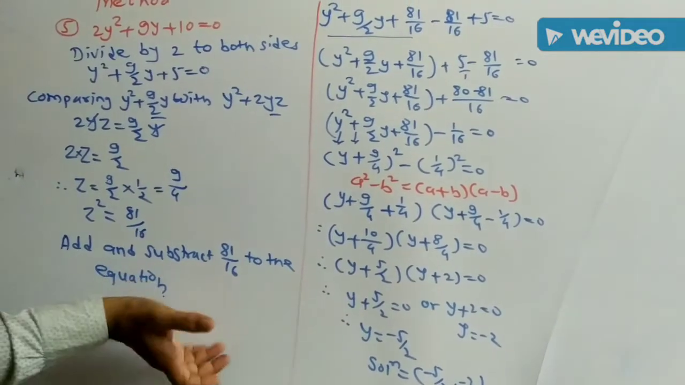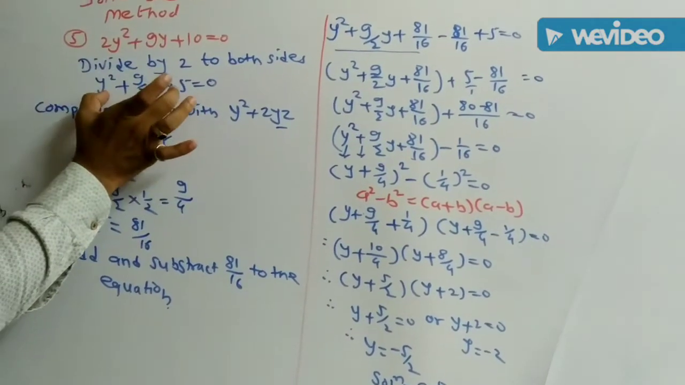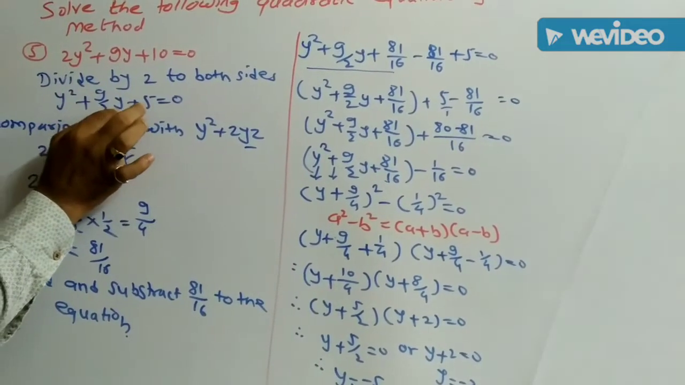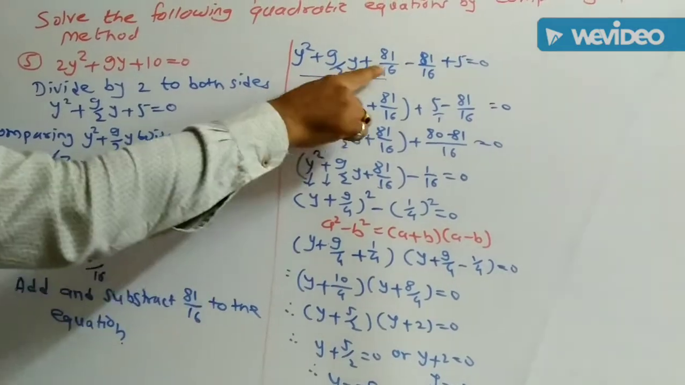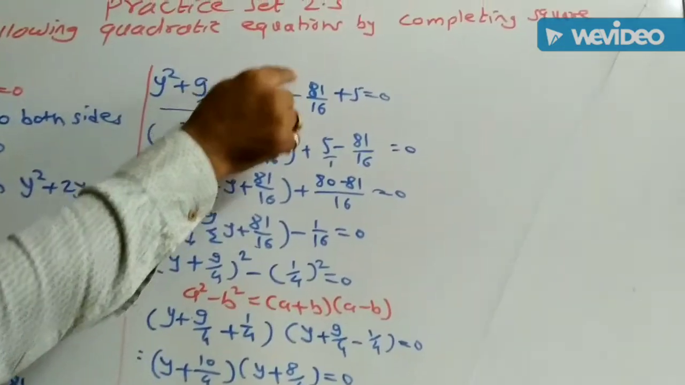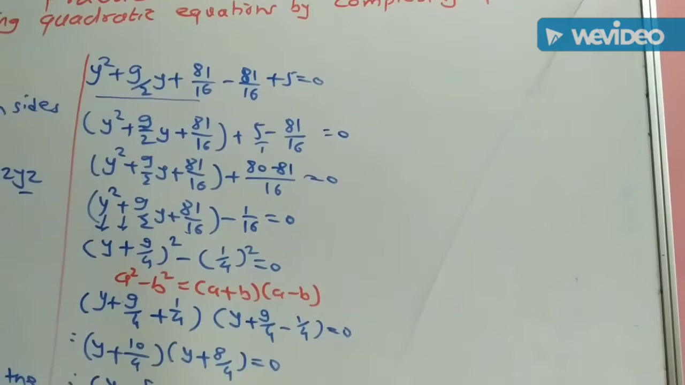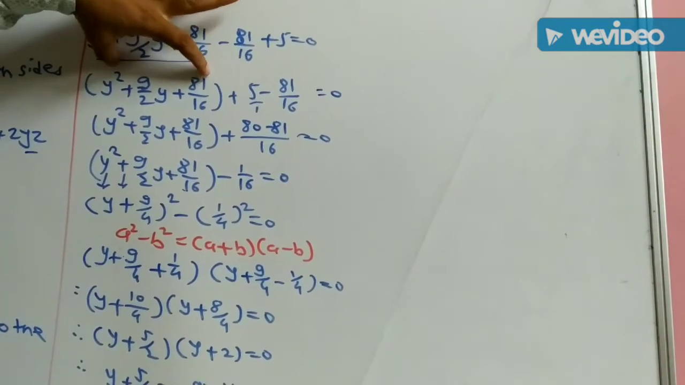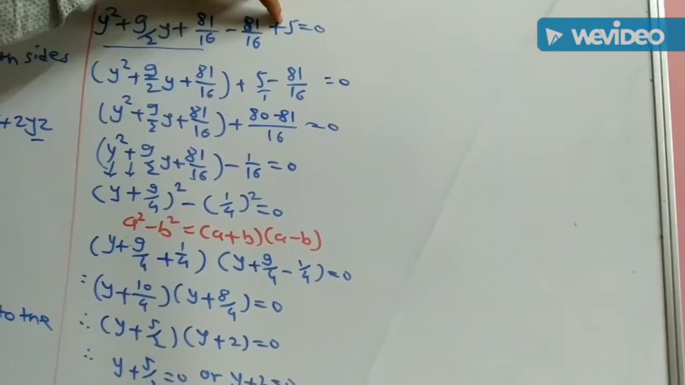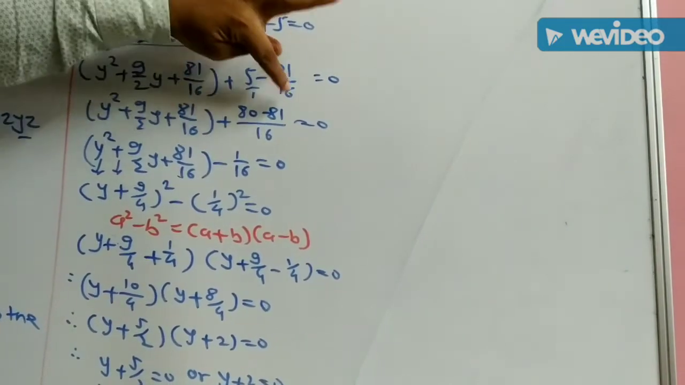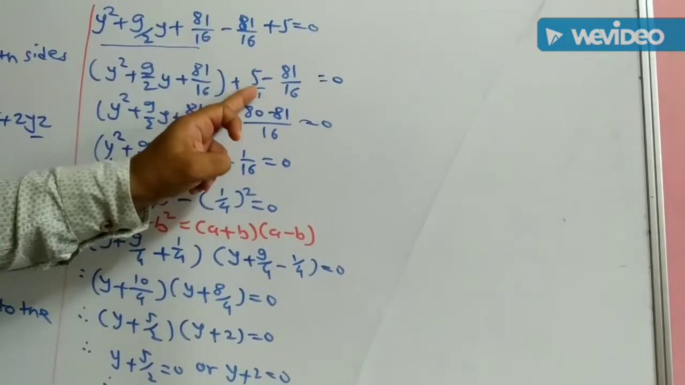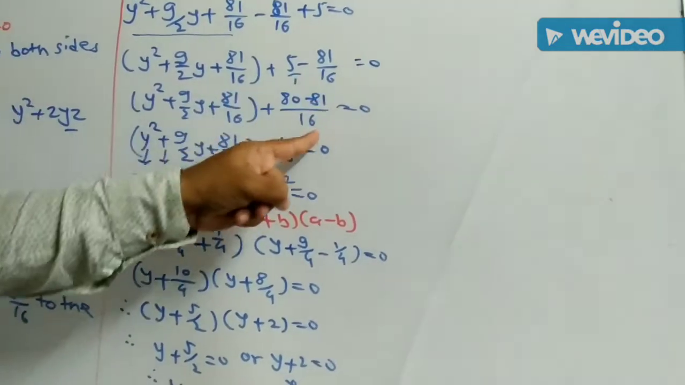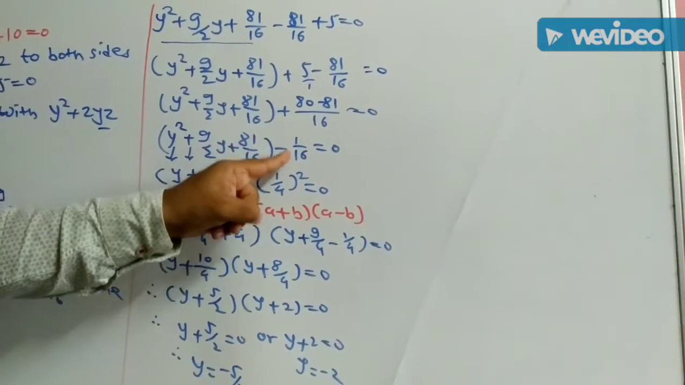81 upon 16 in the equation which is formed after dividing the coefficient, that is y square plus 9 upon 2y. Now add and subtract 81 upon 16, plus 5 is equal to 0. Now make a group of the first three terms and write in the bracket. Adjust the last two terms, 5 minus 81 upon 16. Taking cross multiplication, 16 fives are 80 minus 81 upon 16. Subtraction of 80 minus 81 is minus 1 upon 16.